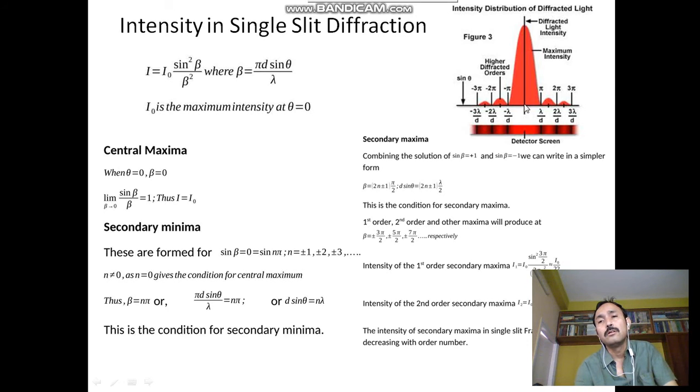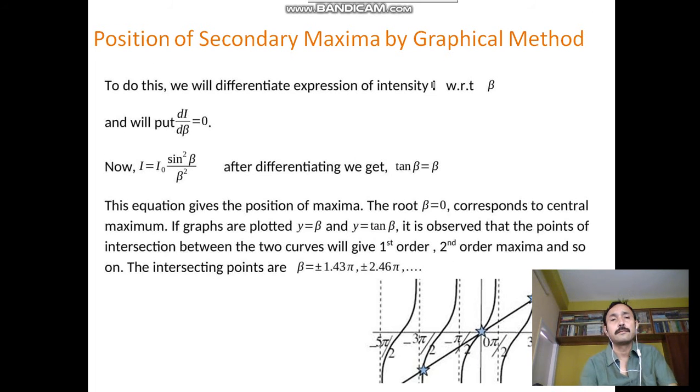So this is how the diffraction pattern is produced. This is the central maxima with maximum intensity. The first order secondary maxima has intensity decreased to I naught by 22. Then the second order secondary maxima has intensity decreased to I naught by 62, and so on. Come to the next slide.